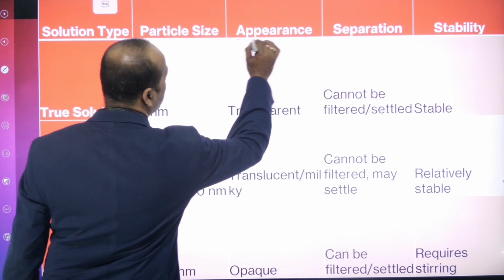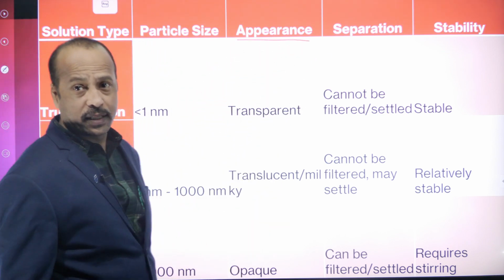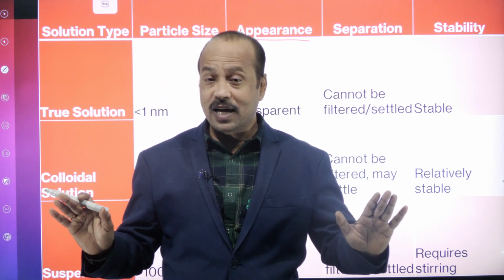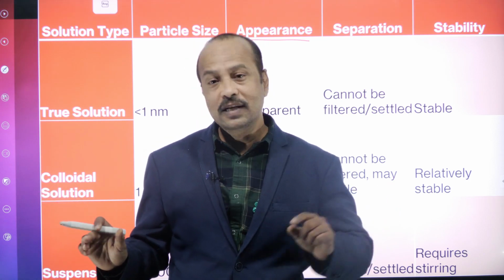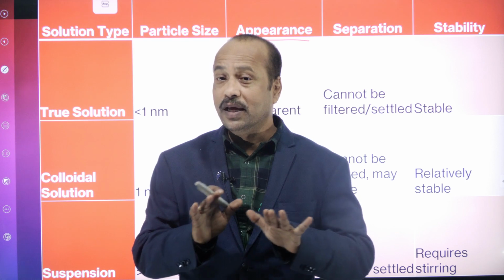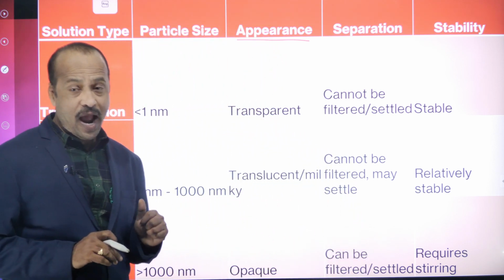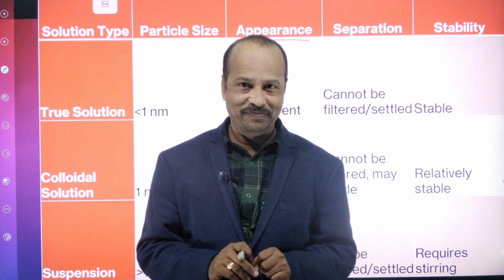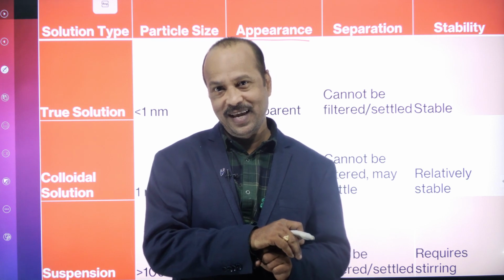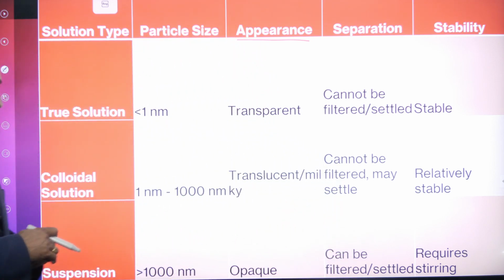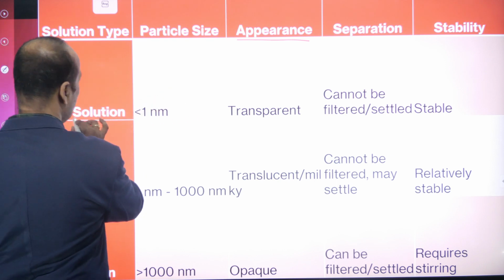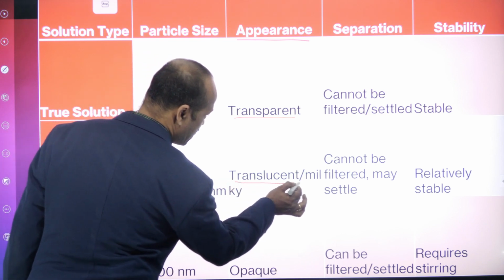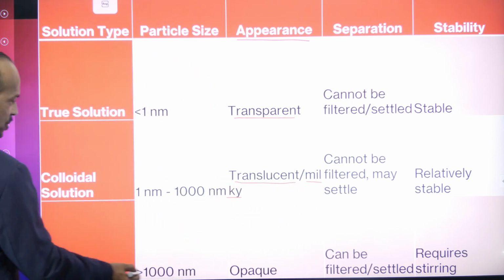Appearance means how they appear. When you take a salt solution, it appears transparent. Transparent means light can pass through. So true solutions appear transparent. Colloidal solutions appear translucent, meaning light can pass partially. And suspensions are opaque. So in appearance, true solutions are transparent, colloidal solutions are translucent or milky, and suspensions are opaque.